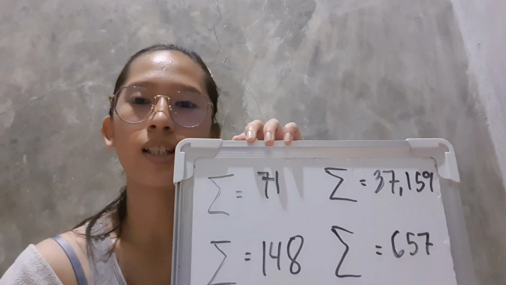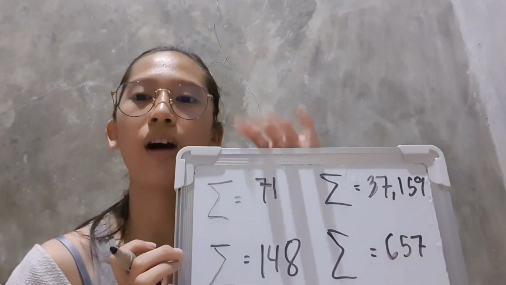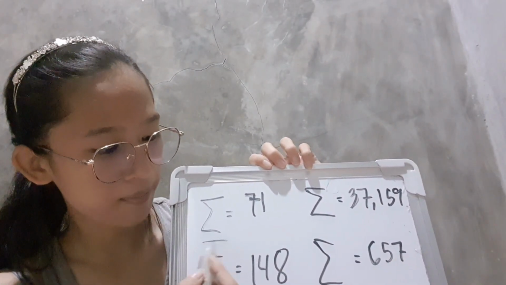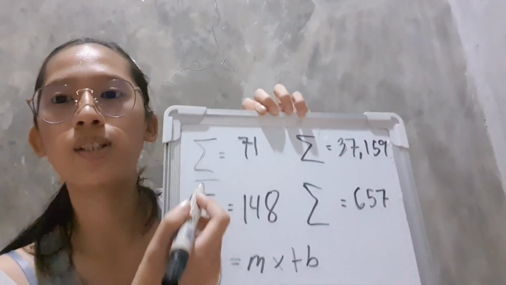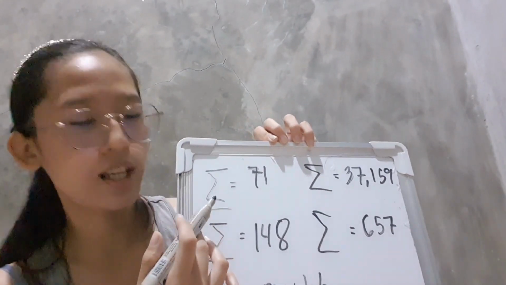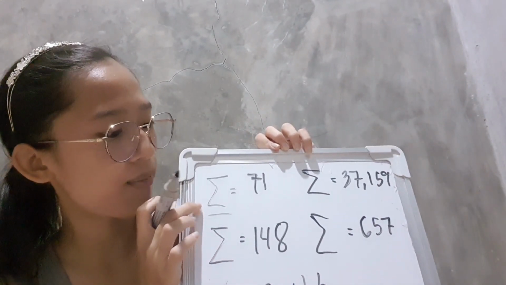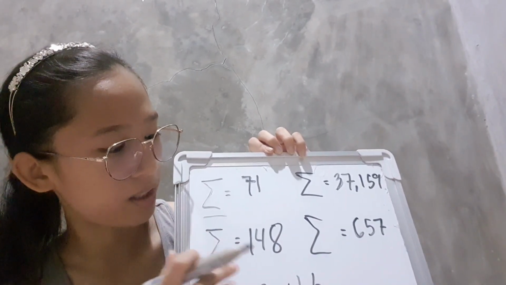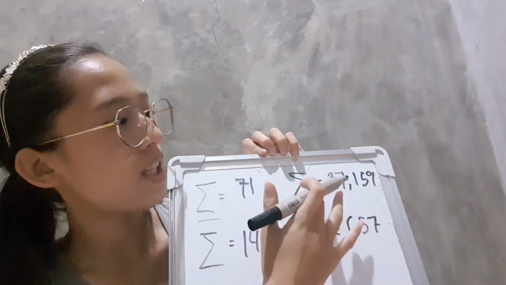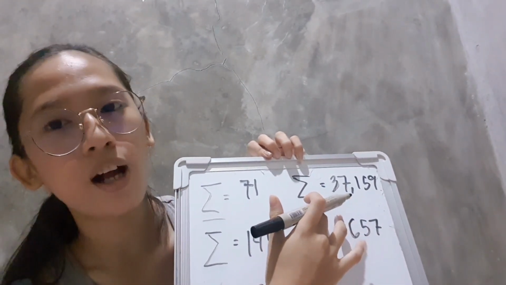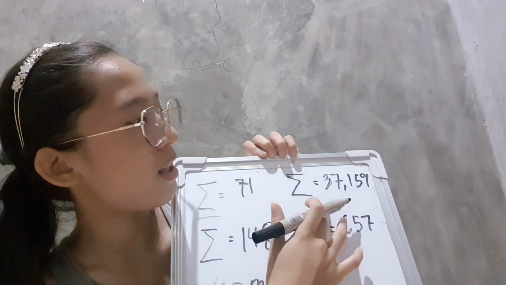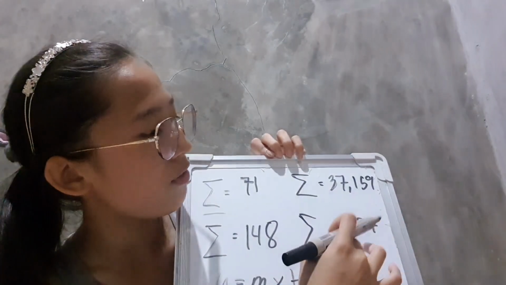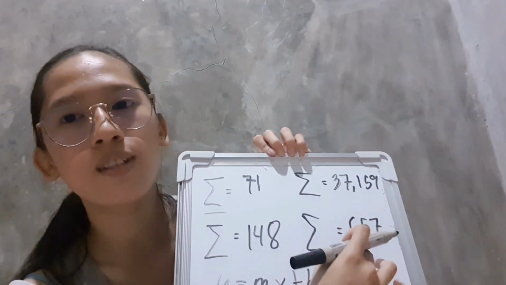Now, as you can see, I have calculated all the values. This symbol represents the sum. So I found the sum of the x values, which is 71. Then the sum of the y values, which is 148. Then the sum of the x times y values, which is 37,159, and the sum of the x squared values, which is 657.